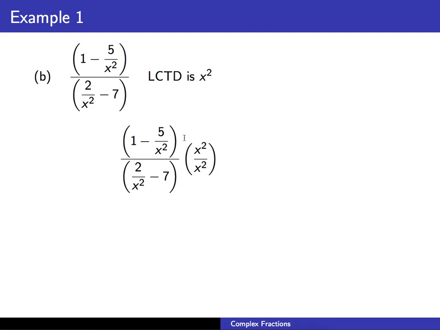We got 1 times x squared is going to give us x squared, minus 5 over x squared times x squared. The x squared in the tiny denominator cancels out, and we're just left with a 5. So our big numerator is just x squared minus 5. Now for the big denominator, 2 over x squared times x squared is just 2. And then minus 7 times x squared is negative 7x squared. So our final answer is x squared minus 5 over 2 minus 7x squared. Again, notice only one fraction bar at most in this answer.